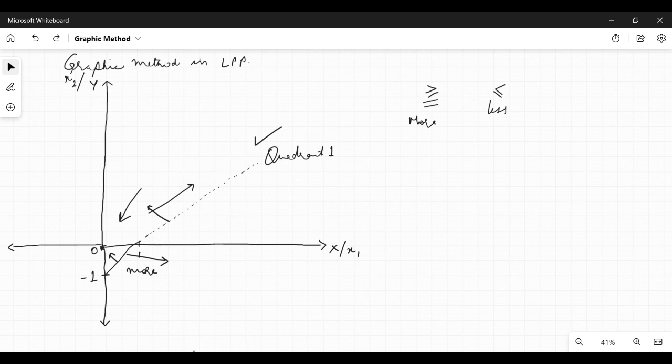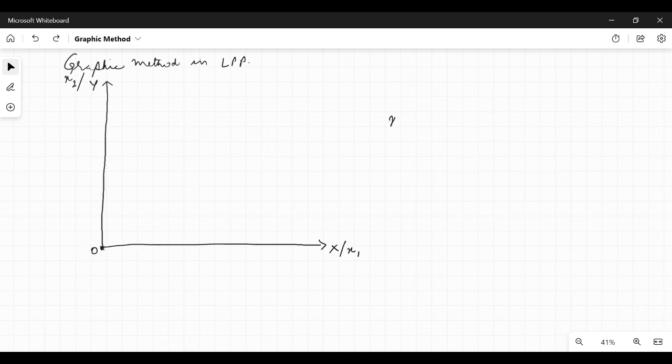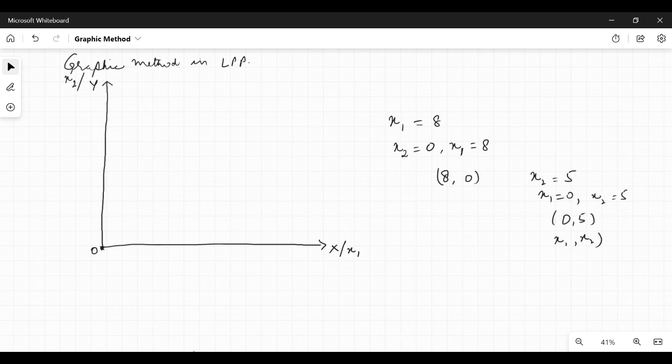Another thing is that sometimes it is given in the question that we have only one variable, like we have x1 is equals to 8. In this equation, x2 is not given. So it means that x2 is by default 0. And in this case, x1 is equals to 8. So my coordinates are 8 and 0, right? And if it is given that x2 is equals to 5, so in this case, it is implied that x1 is 0 and x2 is 5. So my coordinates are 0 and 5. We always write coordinates in the form of x1 and x2, right?